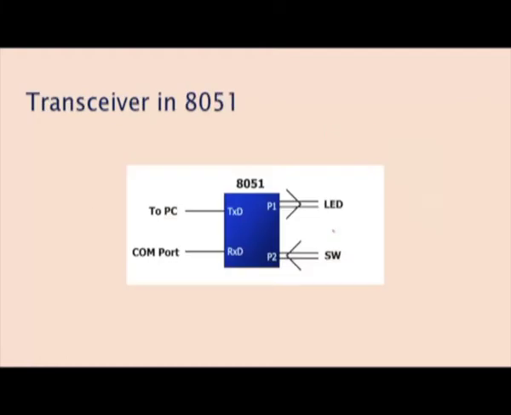This is a simple structure of how the transceiver works in the 8051. The 8051 has 4 ports, and we are considering only 2 ports, one for input and another for output. The input is connected via switches, and the output is connected via LEDs. Okay. Then we have 2 pins, which are the transmitter and receiver.